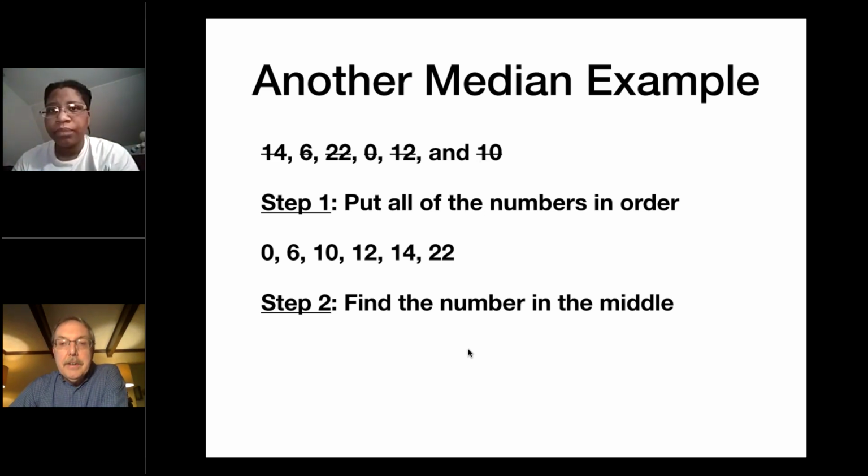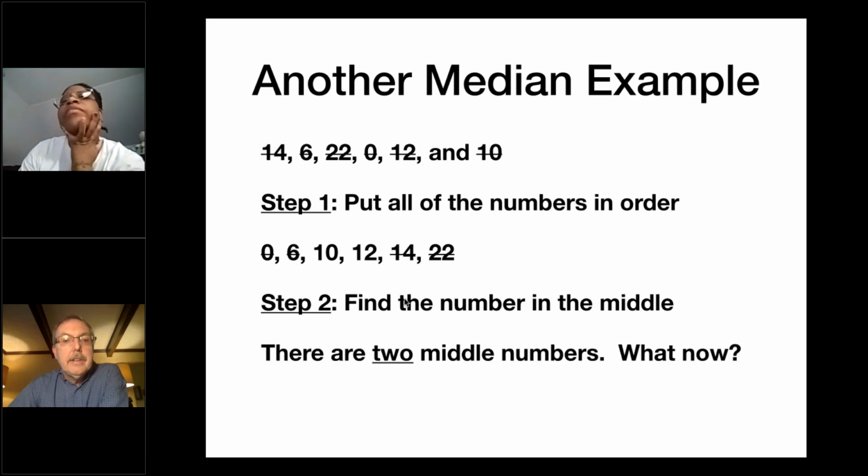Okay, now we want to find the number that's in the middle. So just like before, we'll start crossing them off from each end. So let's do that. We take the 0 and the 22, cross them off. 14 and 6, cross them off. Okay, we can't cross the 10 and the 12 off or we wouldn't have anything left. So we've got two middle numbers. So we've got to figure out what we need to do for that.